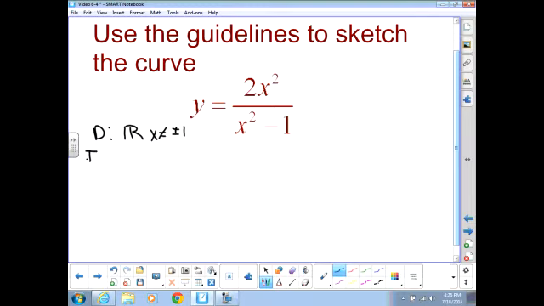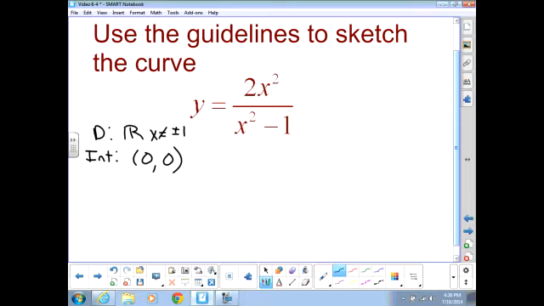Next, we'll have our intercepts. For your y-intercept, remember, just put 0 in place of x. When you put 0 in place of x, you'll get 0 on top, so that just gives you back a 0 for the y-intercept.